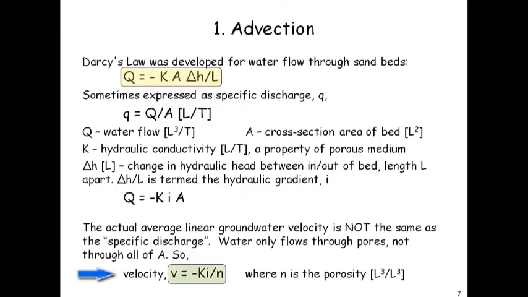The actual groundwater velocity is given by this equation, and you can see it involves porosity. That's because water tends not to flow through the solids, but it only flows through interconnected pore space. So the velocity has to be adjusted for that. So make sure when we talk about groundwater velocity, we're using this last expression and not the specific discharge concept.